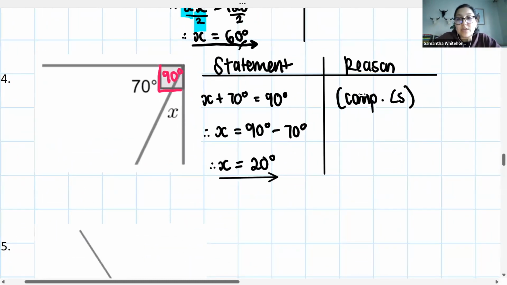So take a quick screenshot of this one. Like I said, really nothing too tricky here. It's just the fact that we are adding up to 90 degrees. And so we have complementary angles.